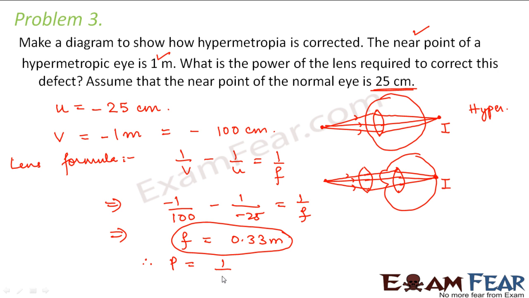So what would be the power? Power is 1 by F, that is equal to 1 by 0.33, which comes out to be plus 3 diopters. So this would be the power of the lens required to correct hypermetropia.